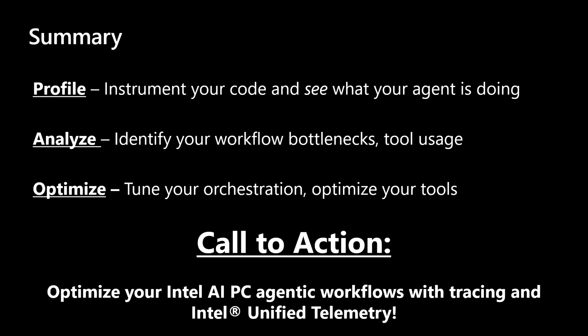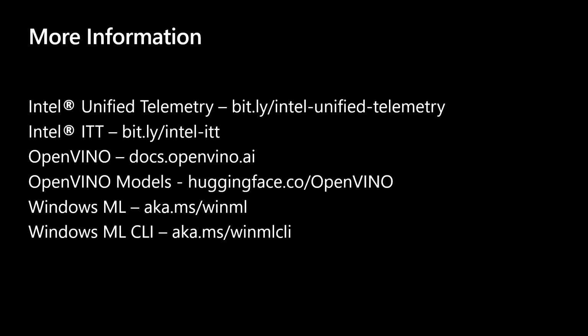So the call to action is start adding traces to your agentic flows, and using the unified telemetry you can now take this data and put it into action. There's more information here about the Intel Unified Telemetry Framework, the ITT API for instrumenting your apps, OpenVINO and OpenVINO GenAI, and then Windows ML, which underneath uses OpenVINO for powerful inference. And last but not least, Windows ML CLI, which gives you the capability to do operator profiling and ONNX operator compatibility.